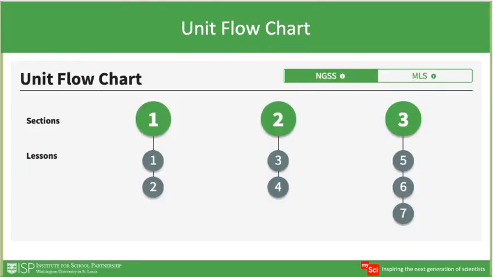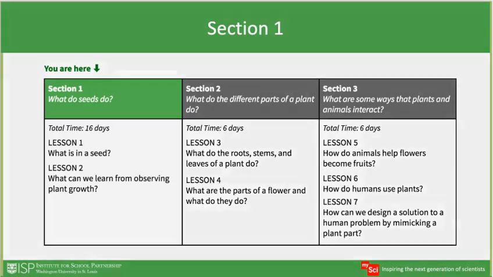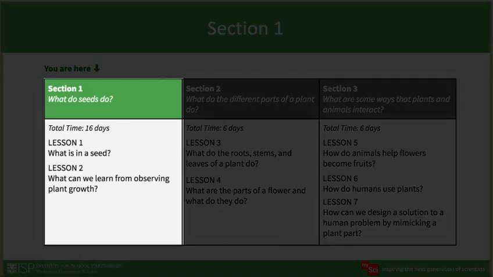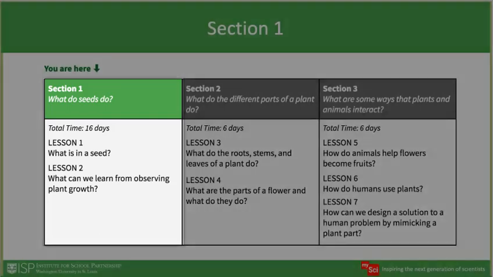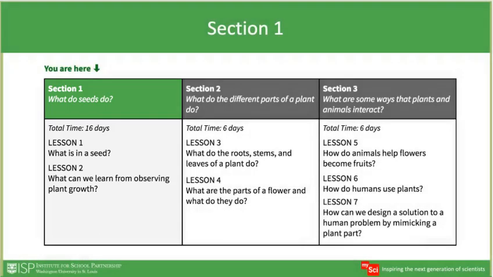Now that we have an idea about what students will study in this unit, take a look at the unit flowchart. This unit is divided into 3 sections, and there are 7 lessons total. Section 1 asks students to consider how a seed grows into a plant. This section will take about 16 days because of plant growth observations.